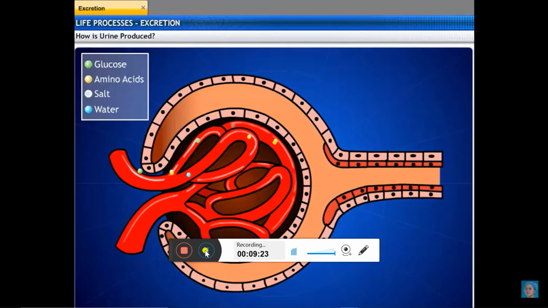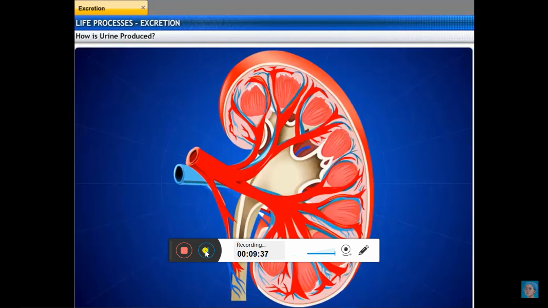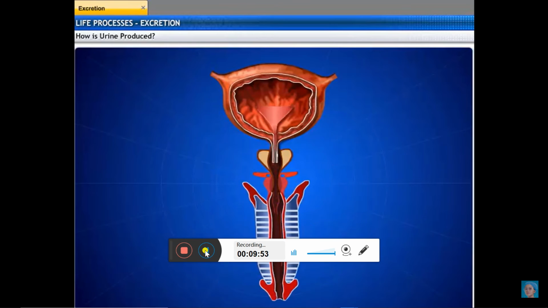Further, substances not required by the body may be secreted into the filtrate by cells of the nephron before it leaves the kidney. Next, the urine is poured into the collecting duct. Then the urine flows from the medulla into the pelvis of each kidney. Finally, through the ureter, urine is drained into the bladder.